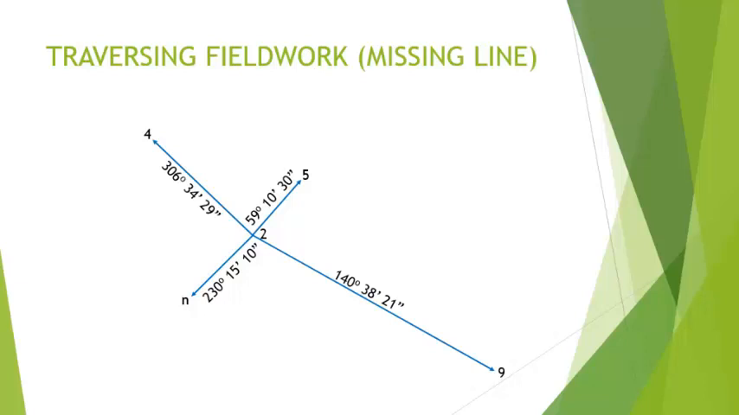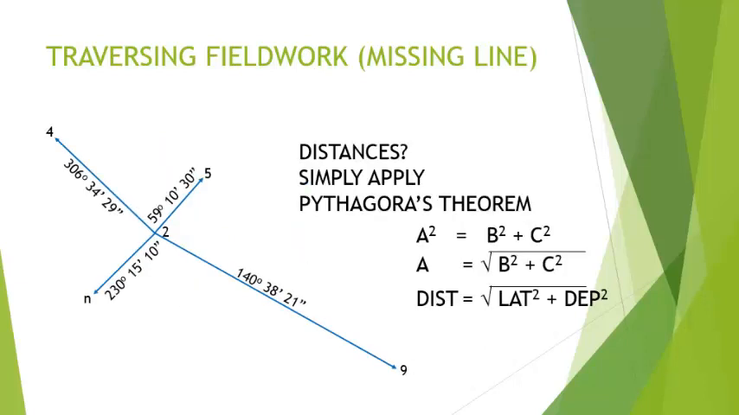Now these are all the bearing values from station 2 to station 5, to station N, to station 9, to station 4, but the calculation hasn't finished yet because we have to calculate the distance. The distance is quite important. Of course, the distance is very important, because without distance the bearing is quite useless.